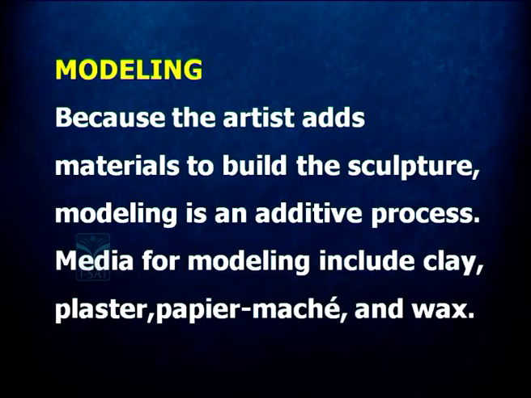Media for modeling include clay, plaster, paper mache and wax. So when you model, you can use wax. People use wax for modeling and then later cast it in bronze. And you can also use plaster of Paris to model a sculpture, right? Before it gets dried, you can actually model a sculpture, and paper mache is another very convenient material for modeling.